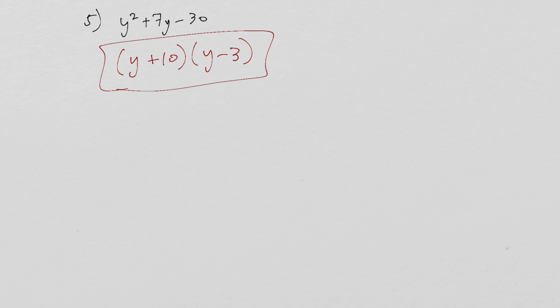So if you were to FOIL this, your first would be y squared, your outer would be negative 3y, your inner would be positive 10y, and your last would be negative 30, and this would give you your positive 7y, which is what you had.